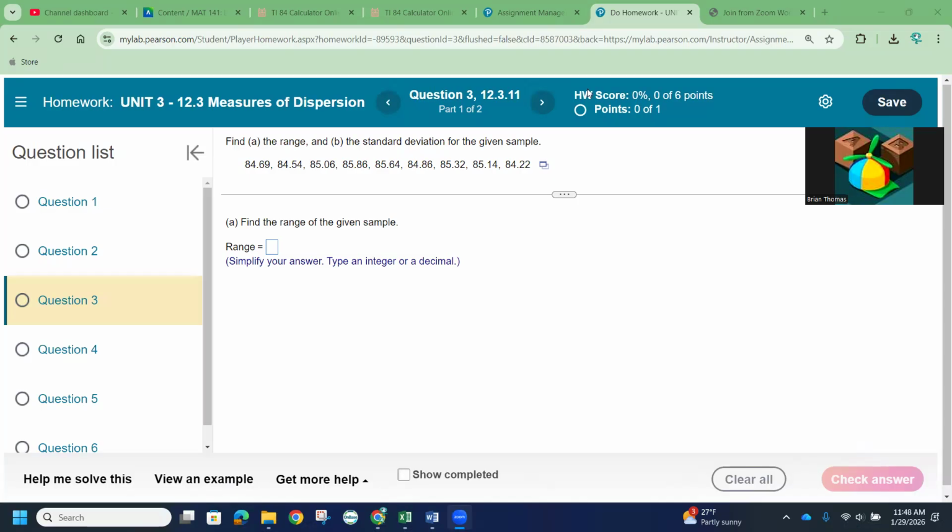So, looking at an example of measures of dispersion, this is question three in your homework. A, find the range, and B, the standard deviation for the given sample. I'm first going to swing this out to Excel to kind of walk you through some of this.